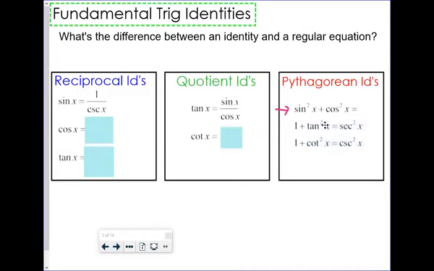Remember that gives you 1 plus cot squared x equals cosecant squared x. Now remember the angle would be x or theta. These are only true if you're using the Pythagorean identities. Everything here is squared, and remember 1 squared is the same as 1. The Pythagorean identities tell us that a squared plus b squared equals c squared. It is not true that a plus b equals c. These only work if you've got something squared.